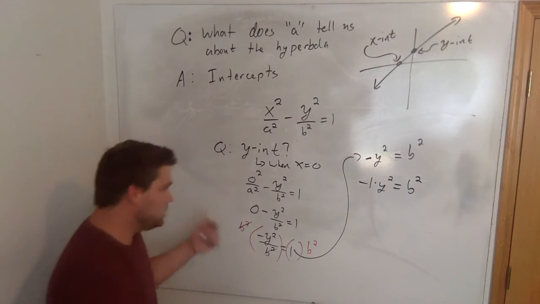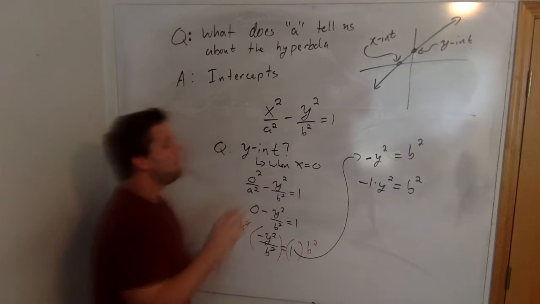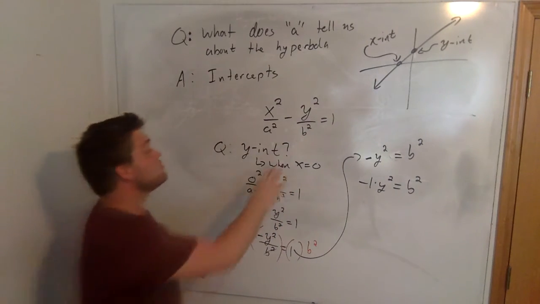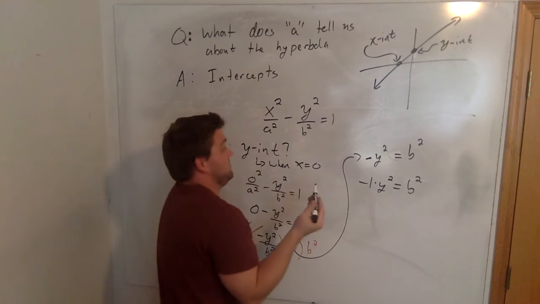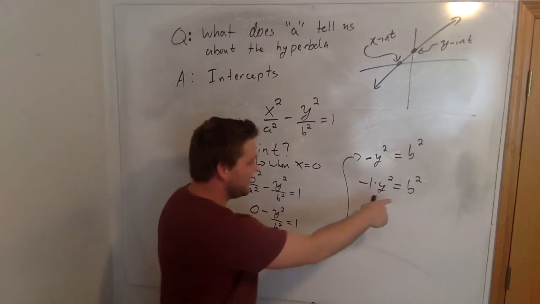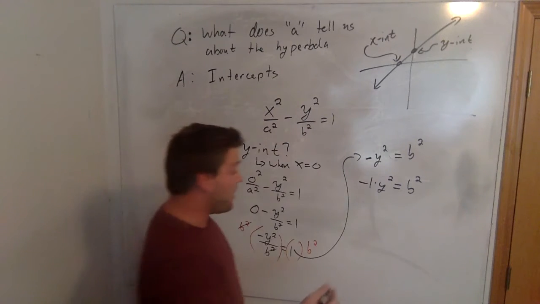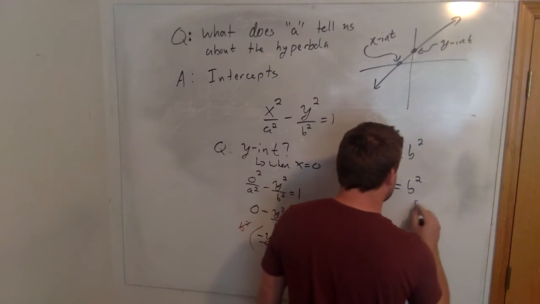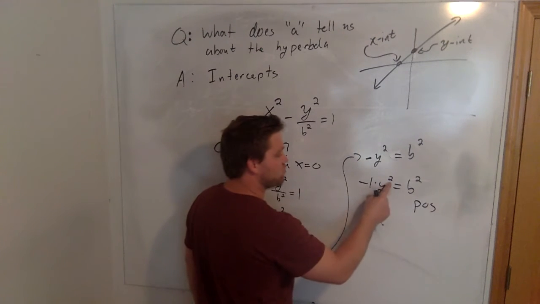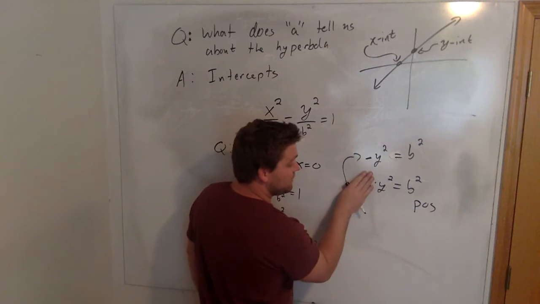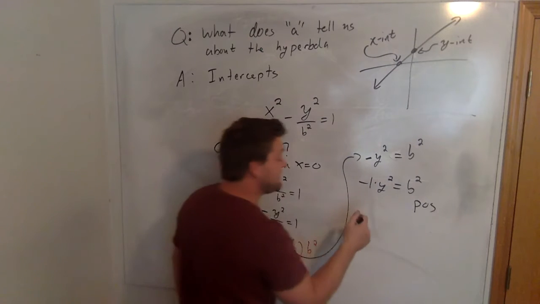Notice, first of all, the b squared is in the denominator. B is a non-zero value. If b was 0, we'd be dividing by 0, which is the biggest no-no in math. So the right-hand side is a number being squared, so it's positive. Whenever we square a number, it's positive. On the left, y squared is positive, but we're multiplying it by a negative, so the left-hand side is negative.